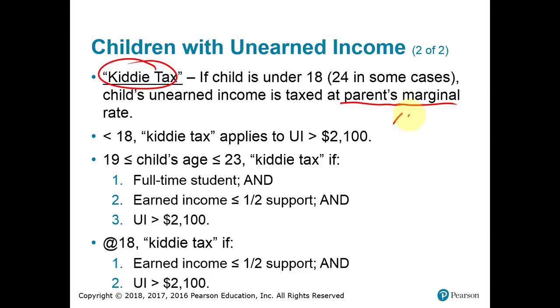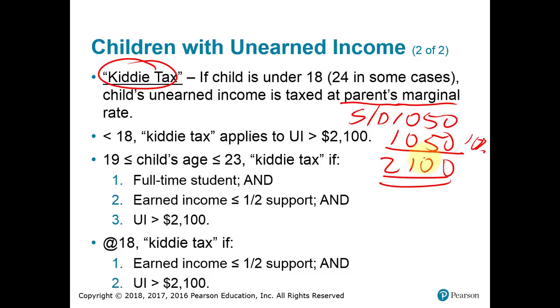Remember that 1,050 standard deduction? So that amount of income is not going to be taxed. But then anything over that, up to another 1,050, will be taxed at the lower rates of the child, which is probably 10%. That's the lowest rate, besides 0. So if you add up these two amounts, this is going to be taxed at 0 or 10%. And then anything over that, the unearned investment income, will be taxed at the parents' rates.